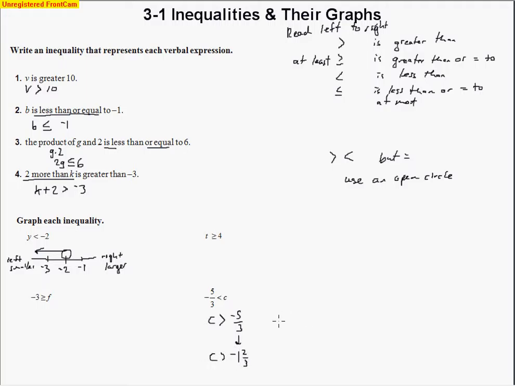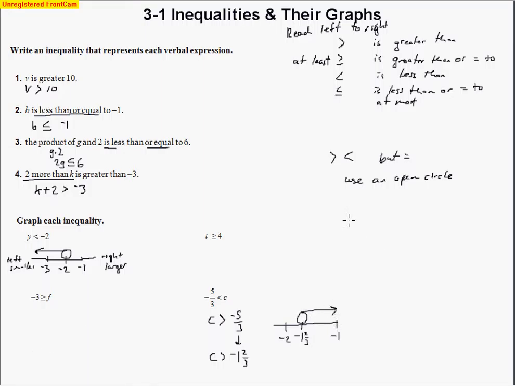So when I go ahead and graph that, I'm going to start with the negative 1 2/3, and then I'll get a better understanding about where to put the other numbers. So I know negative 1 would be over here, that'd be bigger. And then negative 2, well, it'll be a little closer to the negative 1 2/3. So now I'm going to draw that open circle again, because it doesn't equal that number, but it's every number that's bigger than it, because it says c is greater. So greater means off to the right.